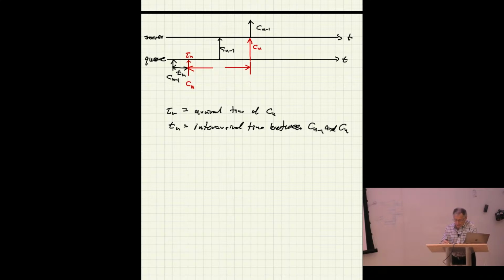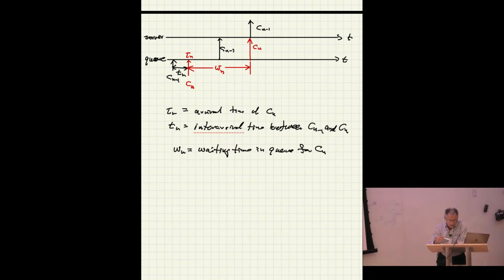He came in at time tau n. He goes into service at this other time. How long is that? Where was this customer all this time? It was in the queue. So this is what I'm going to call W sub n. Let's write it down here. W sub n is the waiting time in queue for Cn. And that's something I'd like to be able to calculate.